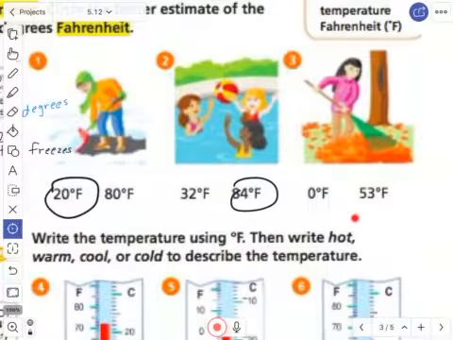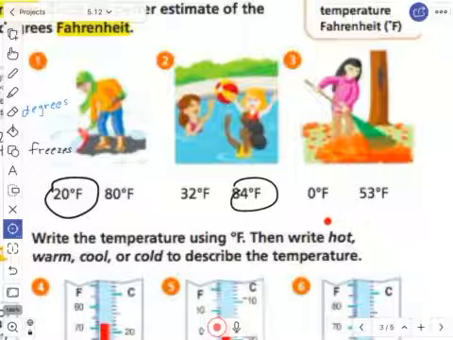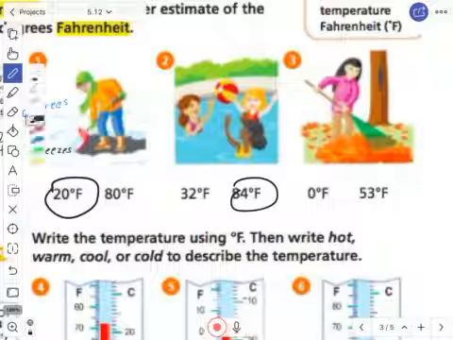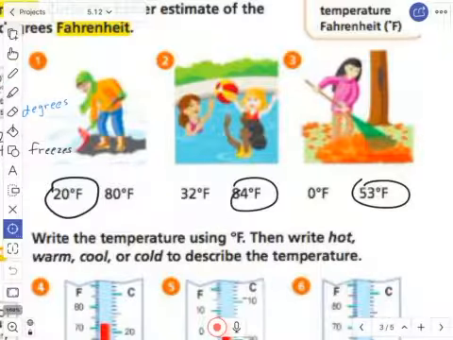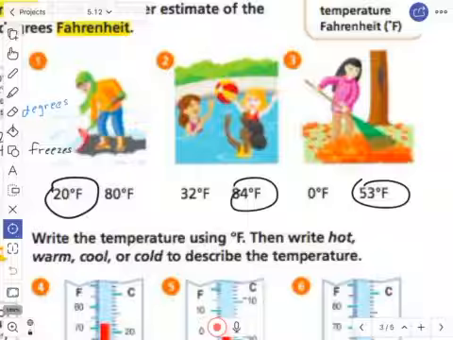But probably not. Number 3, is it 0 degrees Fahrenheit or 53 degrees Fahrenheit? Remember, explain why. I would say 53 degrees Fahrenheit. She's just wearing what looks like a light sweatshirt. 0 degrees would be really cold. She would definitely need to be bundled up with hats, coats, gloves.